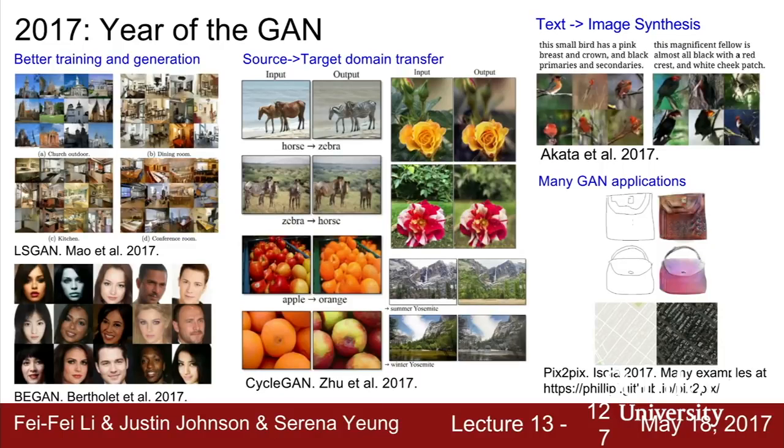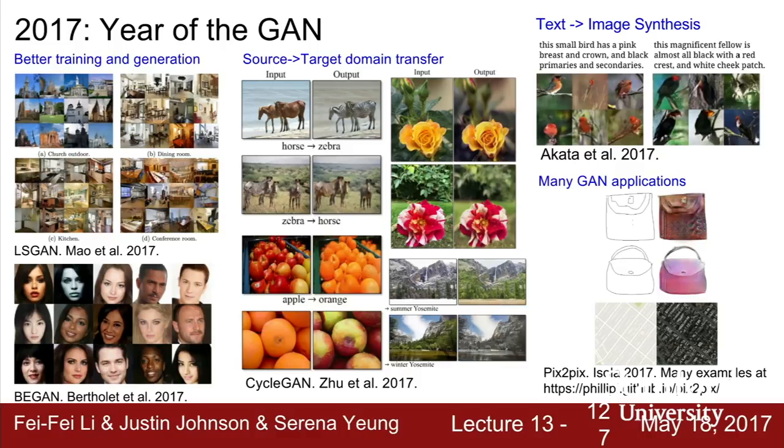Okay, so this year, 2017, has really been the year of the GAN. There's been tons and tons of work on GANs, and it's really exploded and gotten some really cool results. On the left here, you can see people working on better training and generation. We talked about improving the loss functions and more stable training, and this is able to get really nice generations of different types of architectures. On the bottom here, really crisp high resolution faces.